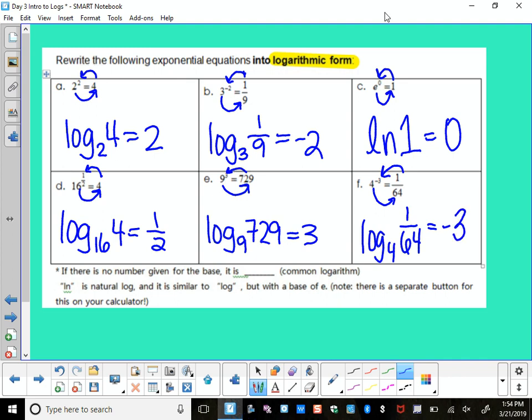-3. Any questions on those 6 problems? Before you turn the page, it says if there is no number given for the base, it is 10. That's what we just talked about. If there is no number given for the base, then it is 10. However, if it is a natural log, your base is E.